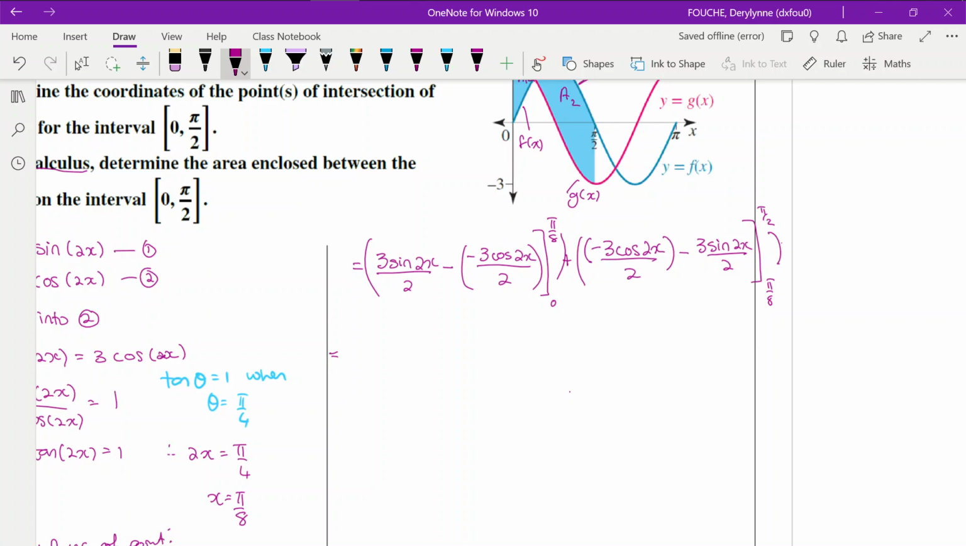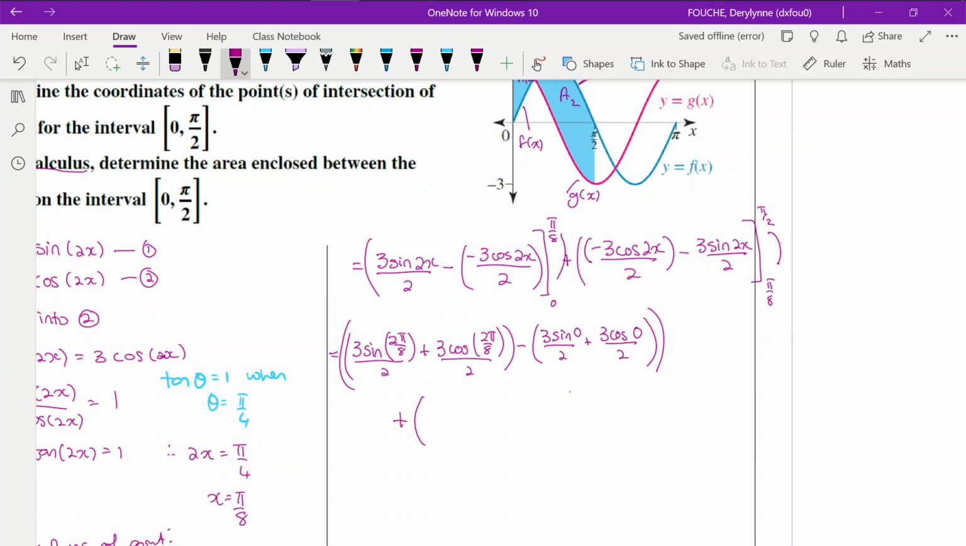Okay, so we have 3 sine of 2 times pi on 8 over 2, and I can do my minus times minus, so it becomes plus 3 cos of 2 times pi on 8 over 2 minus, remember cos of 0, sine of 0, so 3 sine of 0 on 2 plus 3 cos of 0 on 2. You have to show this substitution. Okay, you've been asked to use calculus.